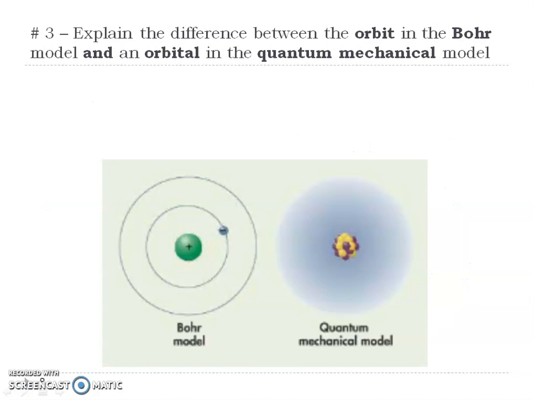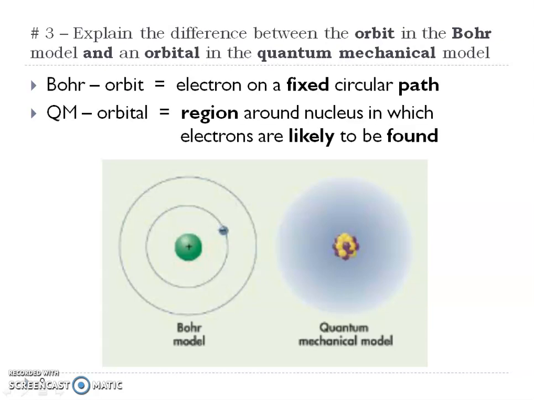So 3, then, what is the difference? Can you distinguish the difference? Can you give a good explanation as to why the orbit in the Bohr model is different from an orbital in the quantum mechanic model? Hopefully this makes sense. Again, pause and read it over.